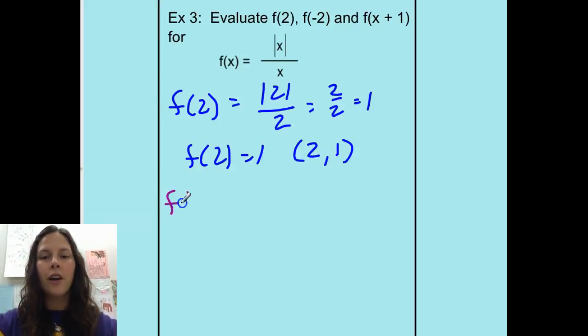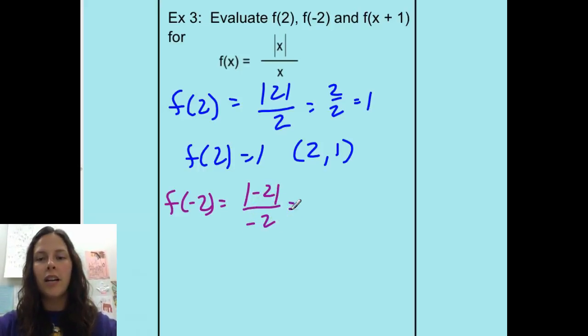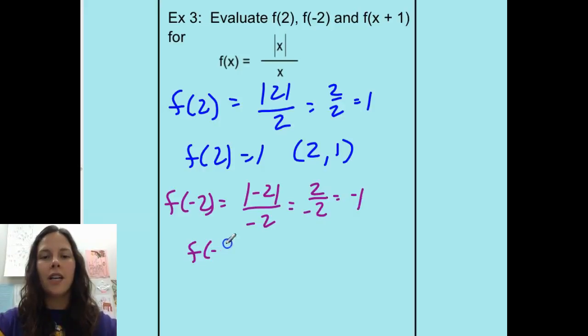Next, we'll evaluate for f of negative 2. Everywhere there was an x, we'll replace it with a negative 2. In the numerator, that absolute value makes the negative 2 positive. 2 divided by negative 2 is a negative 1. So this time f of negative 2 equals negative 1, or our input or domain was negative 2. Our output, range, y value was negative 1.